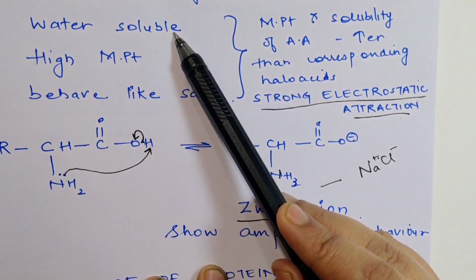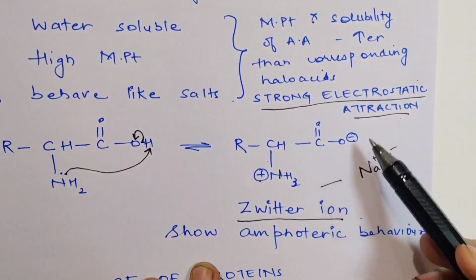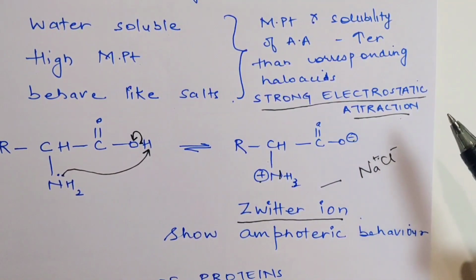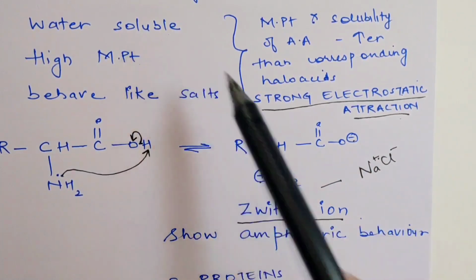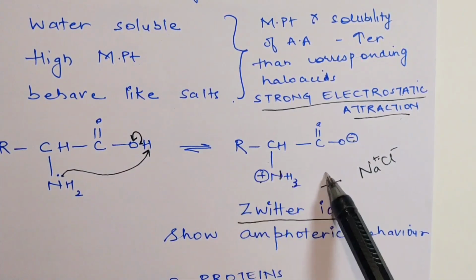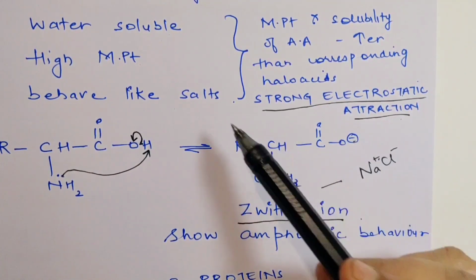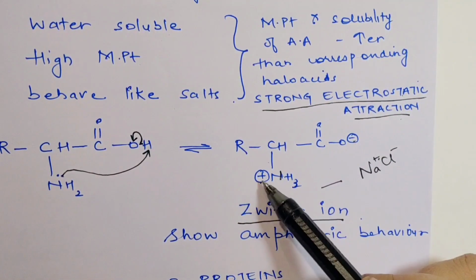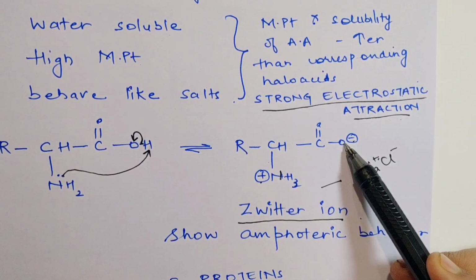Solubility also can be explained because of this zwitterion structure. Water is a polar molecule. Here we have two charges. That means like dissolves like. This makes this amino acid water soluble. They behave like salts because they have a positive center and a negative center. That is why they behave like salts.